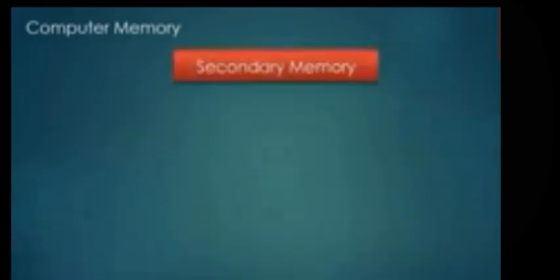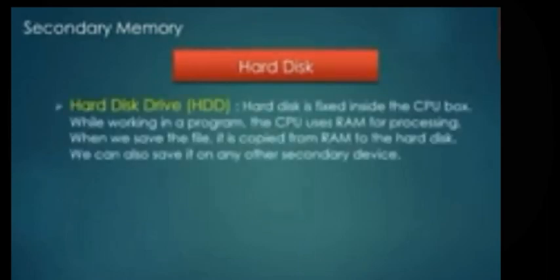Now we'll talk about all the secondary devices. Secondary device stores the information permanently. So when you save your data using save option, it gets saved in some secondary device. So our first device is a hard disk drive. In short, we simply call it hard disk or HDD.